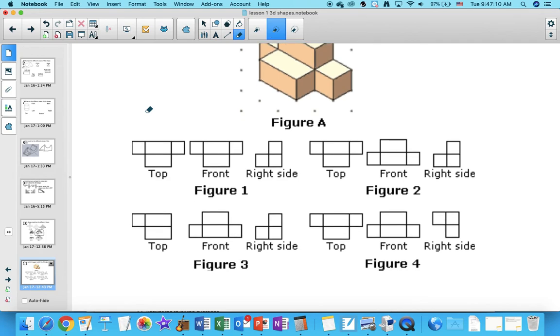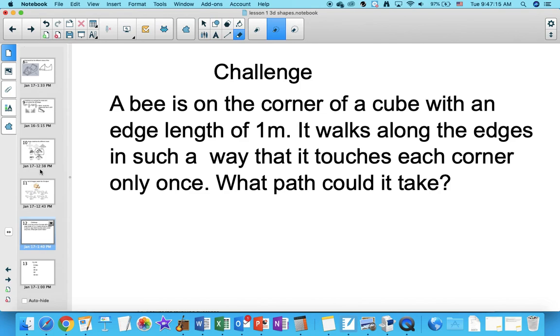So again, another question we'll do together. You can do that one on your own. But overall, we will be looking at how 3D shapes look different depending on how you look at them.